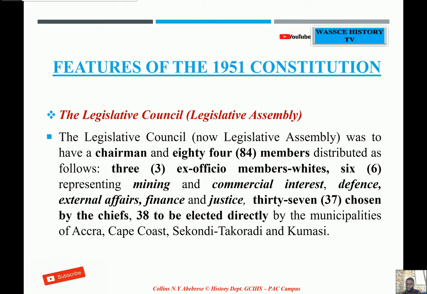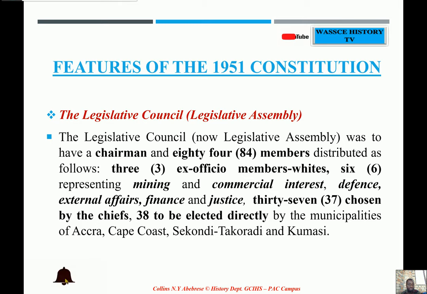Three of these 84 members are going to be ex-officio members who are going to be white, which means that we are going to have a white minority in the Legislative Assembly. And 6 were also to represent mining, commercial interests, defense, external finance, and justice. And all these were European. So we can have about 9 Europeans out of the 84. Because let's look at the people.